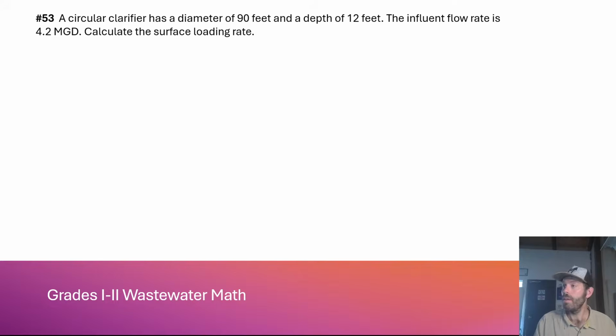Okay. Surface loading rate is surface overflow rate, and it goes by another name. Surface overflow, surface loading, and maybe hydraulic loading. This is just, you take the square feet. You don't use the depth. So influent flow rate is 4.2 mgd. This is going to be gallons per day per square foot.